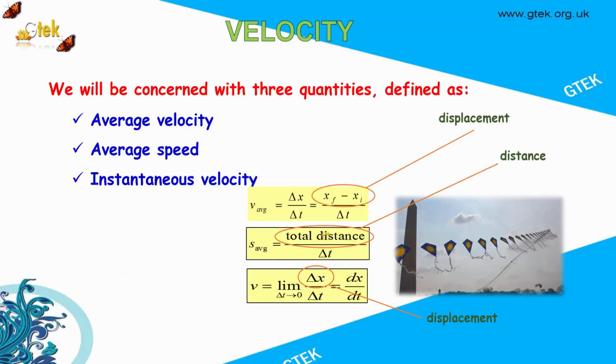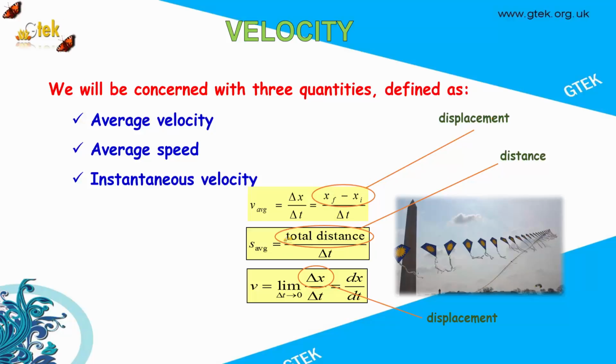In terms of velocity, there are three quantities concerned. The first one is average velocity, the second one is average speed, and the third one is instantaneous velocity. If you see over here, there are a few formula specifications. V AVG, where AVG stands for average. So average velocity equals del x divided by del t, that is xf minus xi, where f is the final one and i is the initial one, divided by the time taken, del t. If you calculate this, we can find the displacement.